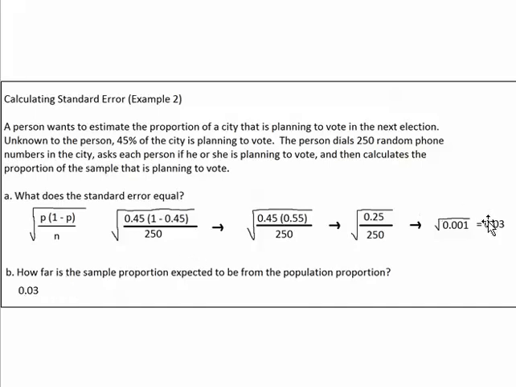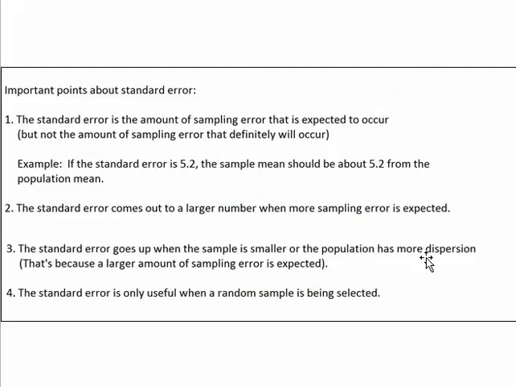The standard error is telling us that in this situation that's being described, the typical amount of error that's expected is 0.03. That's typical for this situation, which is why this is the standard error. The standard error is just the typical or standard amount of error that's expected in the situation you're dealing with. Now let's talk about the factors that affect the standard error.